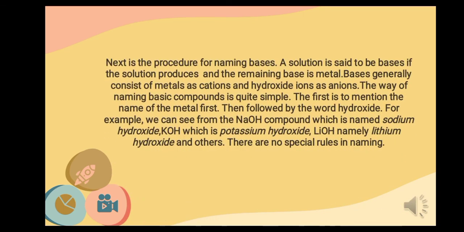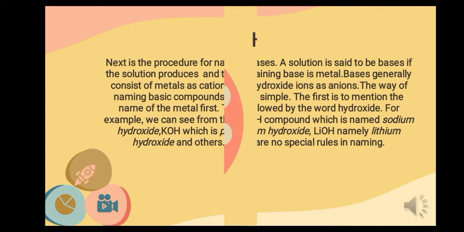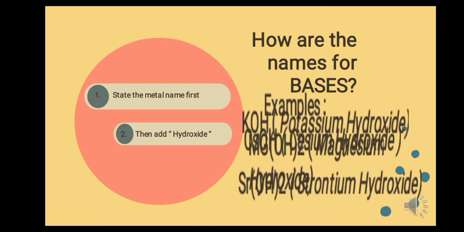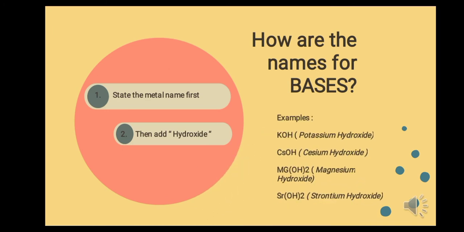Next, this is a paragraph that will discuss bases. What are the names for bases? Actually, there is nothing special in their names. For bases, we only need to name the metal and continue with the word hydroxide. Here are some examples.